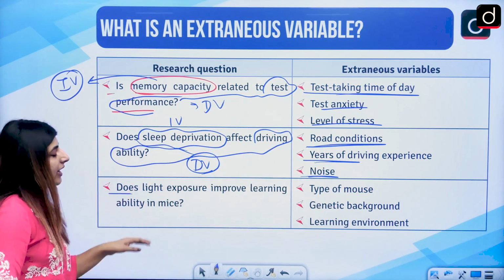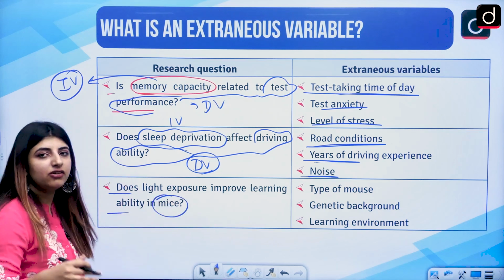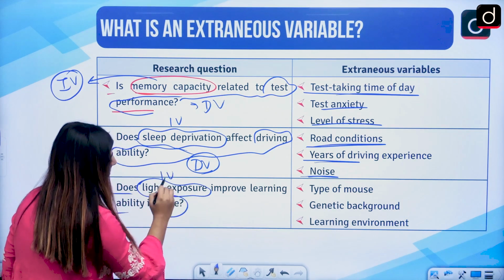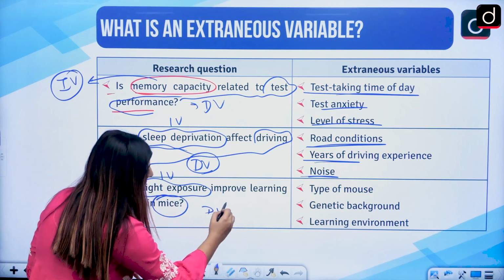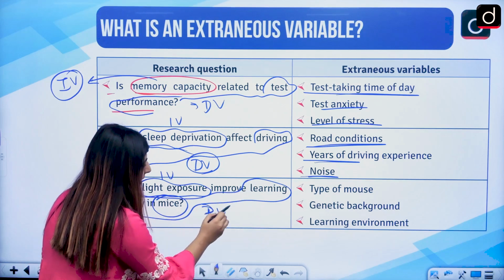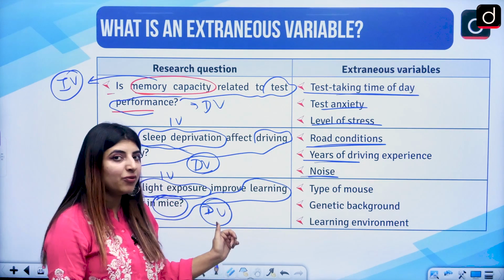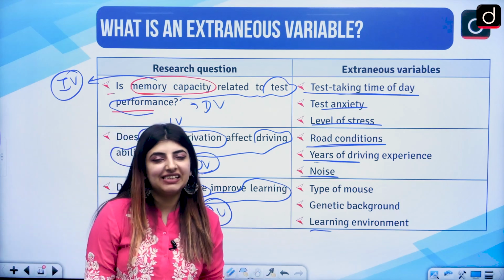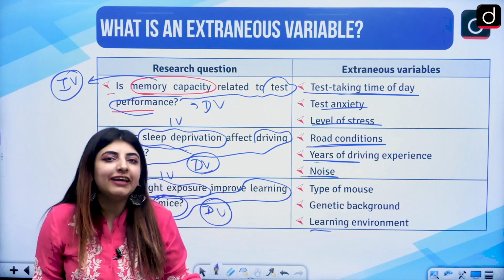Another example: does light exposure improve learning ability in mice? Mice here, right? So light exposure, of course, here will be the independent variable, and learning ability in mice will be the dependent variable here. Correct? But the type of mouse, the genetic background of that mouse, or the learning environment in which it is learning things, that can also affect how it is learning things.